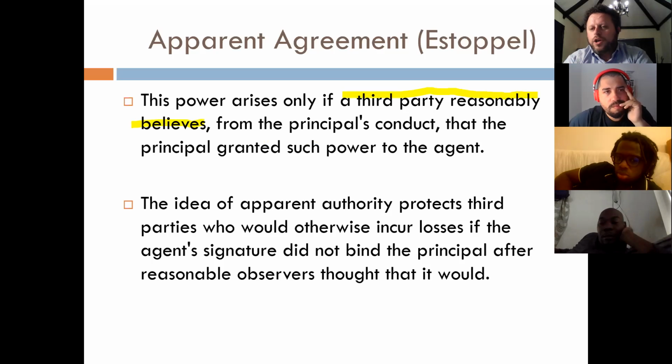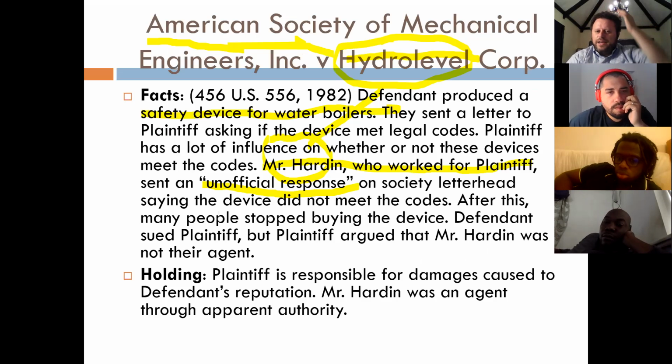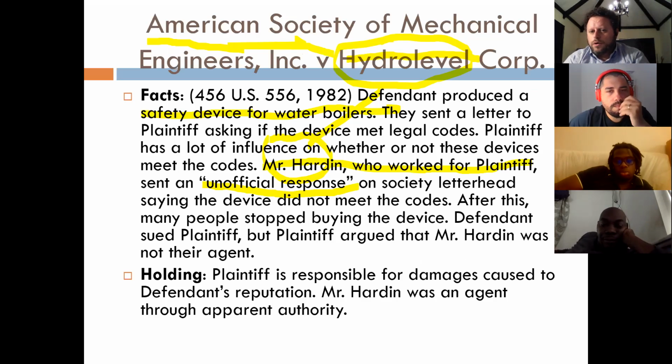It's not a vicarious liability case. They could have sued Mr. Harden for vicarious, or they could have sued the company for vicarious liability. They could have. But what the company said is, Mr. Harden is not our agent. That was the company's defense. They said he's not an agent. So Hydra Level could have sued the company for vicarious liability with Mr. Harden if, and only if, this was a tort.